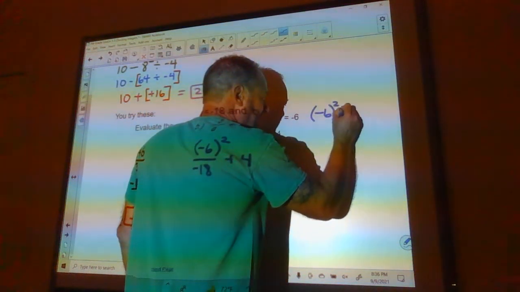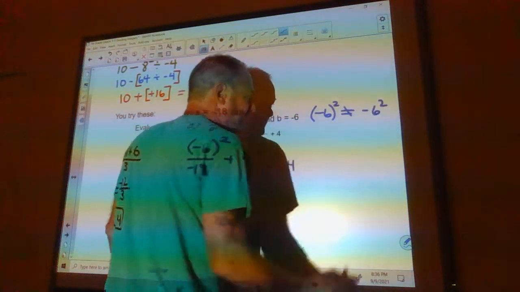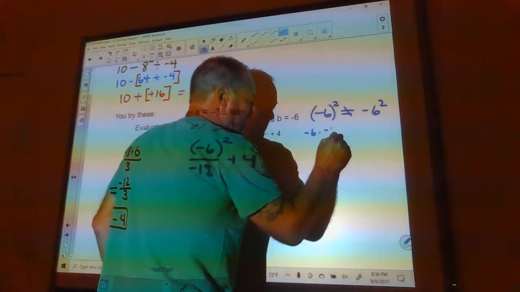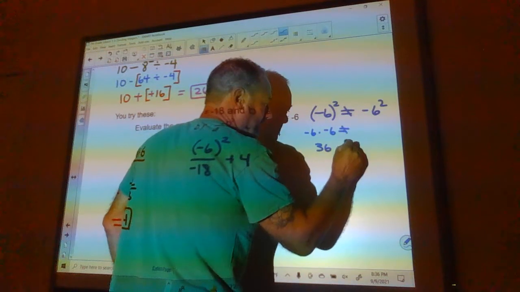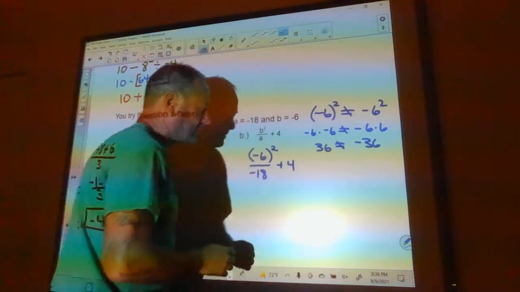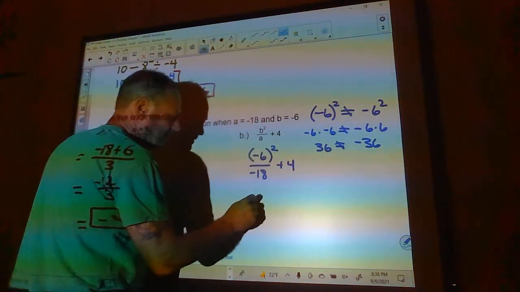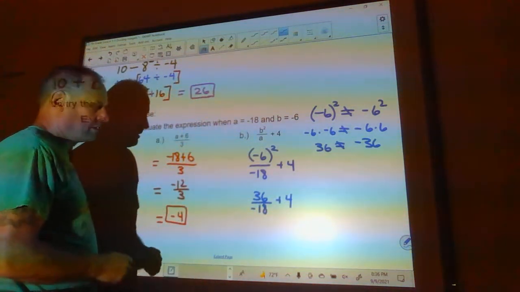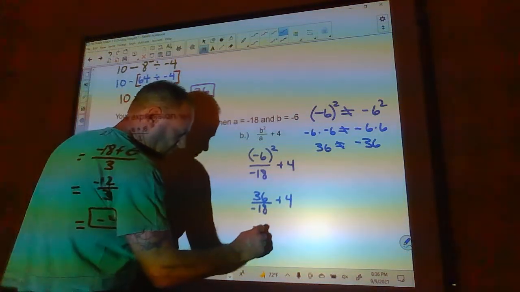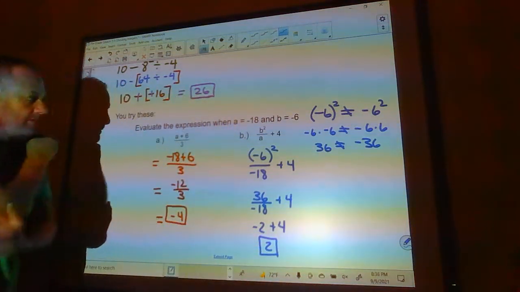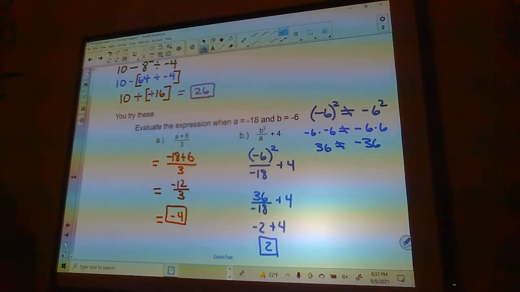This is not the same thing as that. This is negative 6 times negative 6, which is positive 36. This is negative 6 times 6, which is negative 36. Okay, so this one here is positive 36 divided by negative 18 plus 4. That's negative 2 plus 4, which is 2. So hopefully you got those two right.